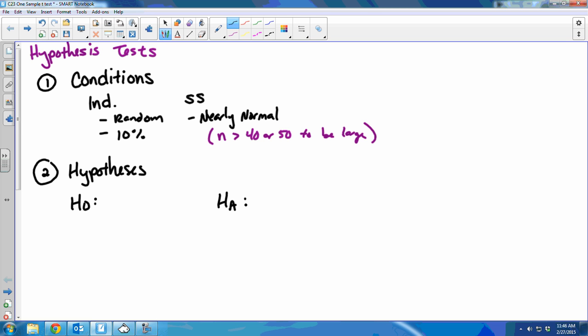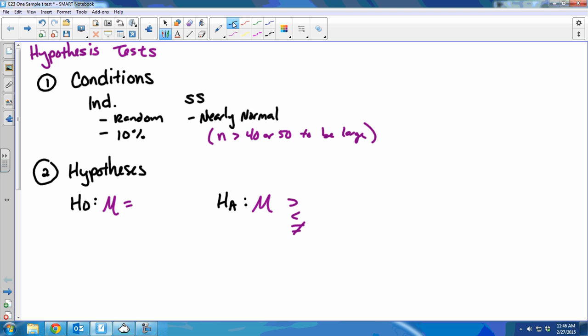In this case, we're talking about means, right? So we don't use p. We use mu. If we use p, we're talking about proportions. We're not talking about proportions. We're talking about means. So in this case, we're going to have mu equals, and then mu is greater than, less than, not equal to. See? Still generally the same.